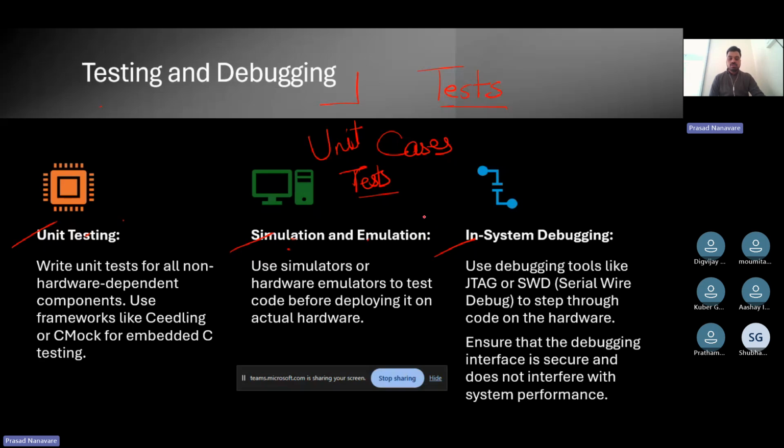Simulation and in-system debugging. JTAG is the new word you might be hearing about. There is an IEEE standard for JTAG. It is a sort of debugging interface that has been offered as a standard to make things easier. Just remember that, no need to go deeper into that yet. Mostly these advanced terms you see go deeper into VLSI and stuff like that.